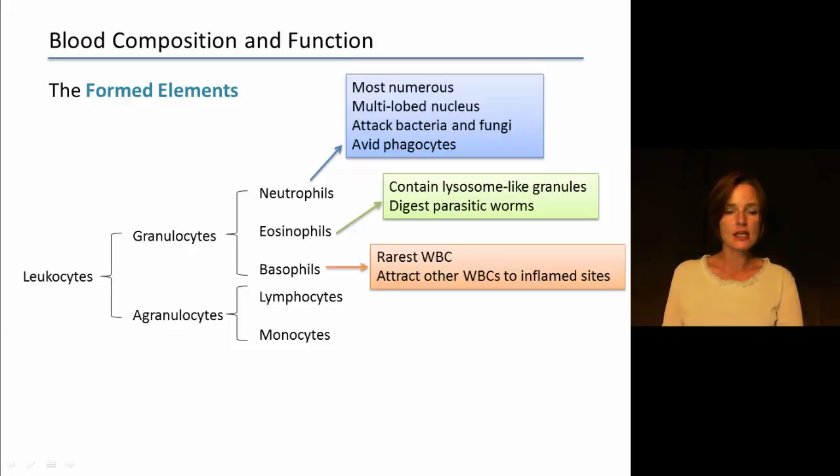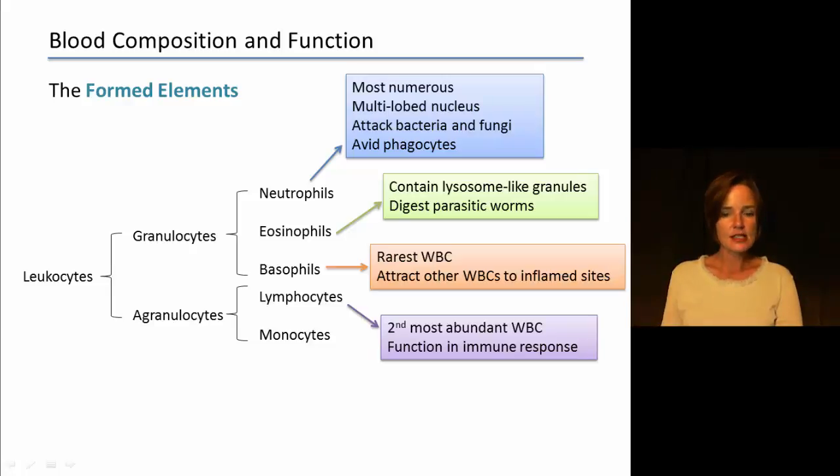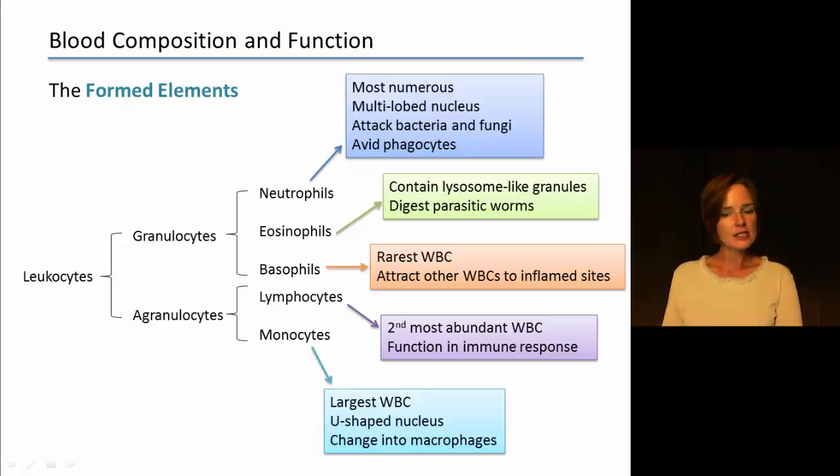The agranulocytes that we see here at the bottom have two types. We have lymphocytes and then also monocytes. The lymphocytes are the second most abundant white blood cell. So first are the neutrophils, then we have the lymphocytes, and they have a major role in the immune response. The monocytes are the largest in size. They have a U-shaped nucleus, and they also have the ability to change into macrophages. Macrophages would be swallowing up, or consuming, different pathogens.